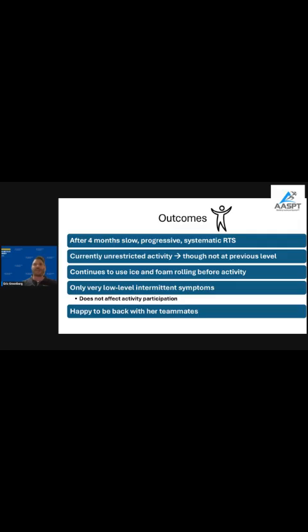She continues to use ice and foam rolling before activity, whether that's helpful or not. If the athlete feels it is, I told her to keep going with it. It's not my first line of treatment with these folks, but the athlete actually found that it was helpful for her. So I said, hey, go after it. She only has very low level intermittent symptoms at this point.